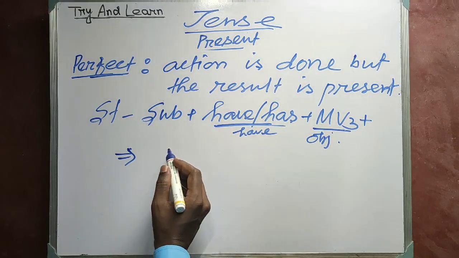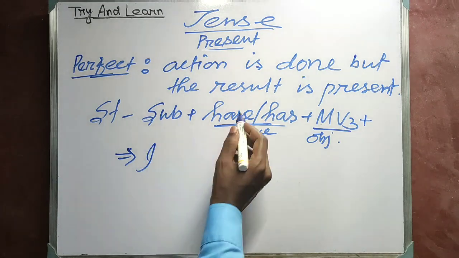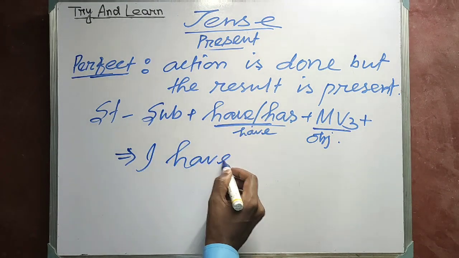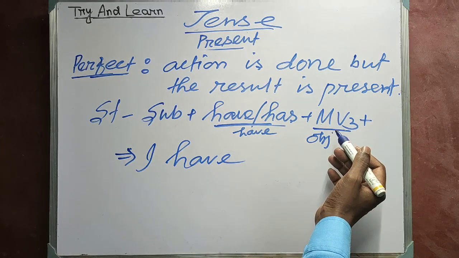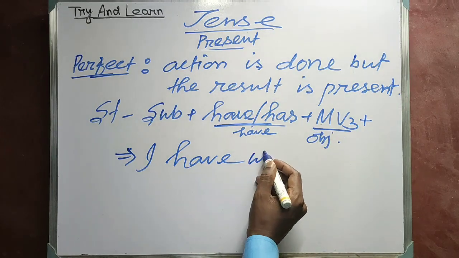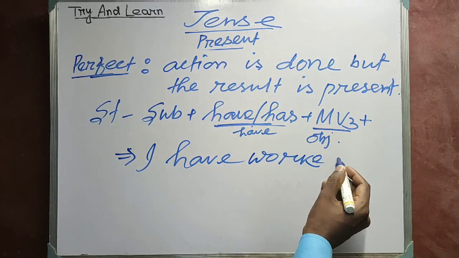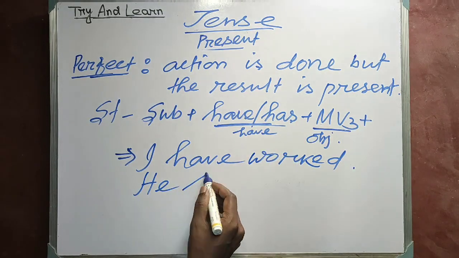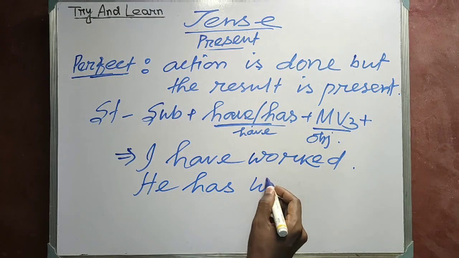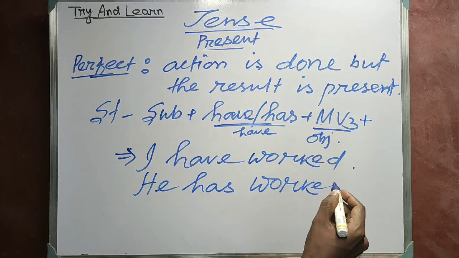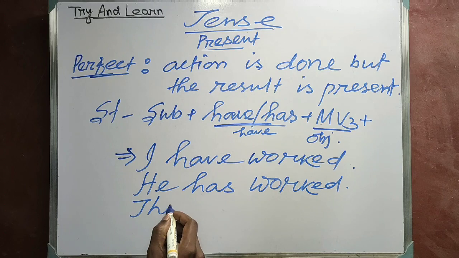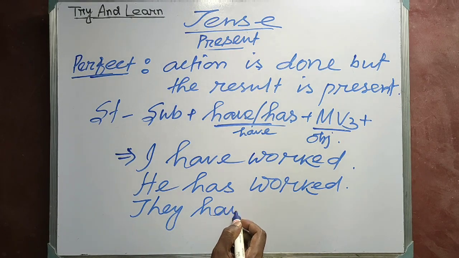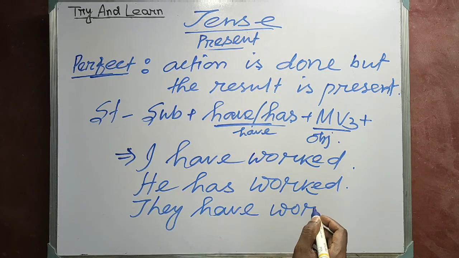If we see the example, I have worked, main verb third form. Then he has worked, singular number. They have worked, plural number.